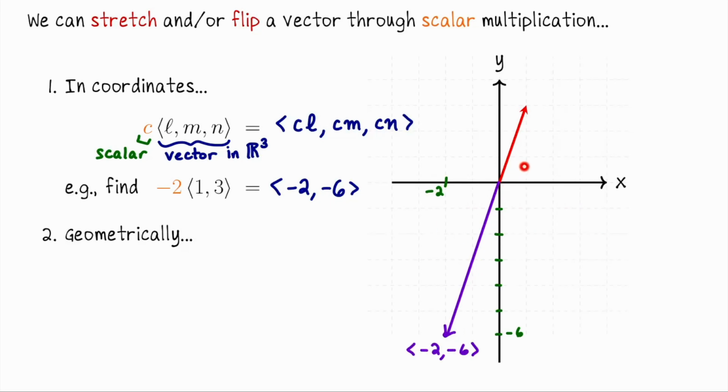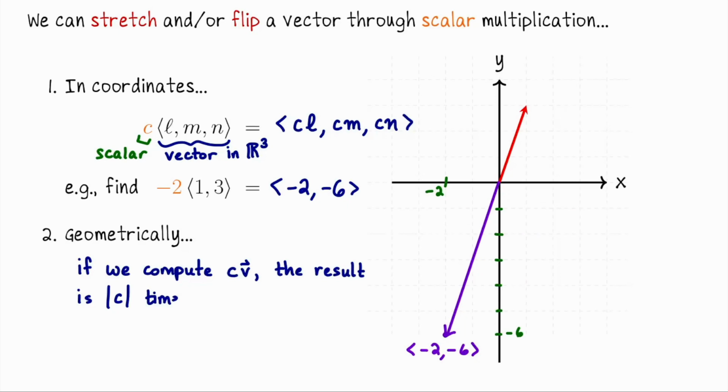So what's happened compared to the original vector? Well, the new vector is twice as long. So what we can say is if we compute cv, where here v is a vector, for us typically that would be in R2 or R3, and c is a scalar, the result is the absolute value of c times as long as v. In other words, here it doesn't matter if I multiply 1, 3 by 2 or -2. In both cases, the result will be twice as long. If I took that vector and I multiplied it by 1/4, then the result would be 1/4 as long.